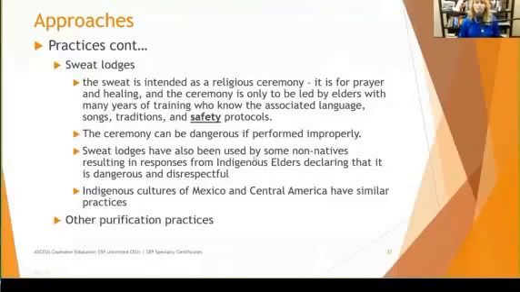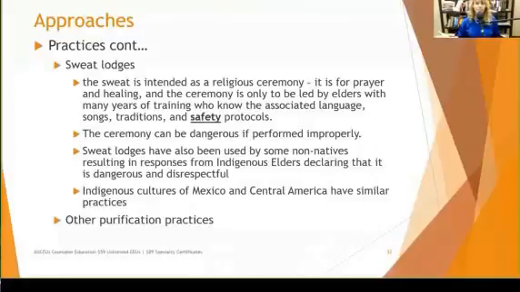Sweat lodges can also be used sometimes, and they're intended as a religious ceremony for prayer and healing. The ceremony is only to be led by elders with many years of training who know the associated language, songs, traditions, and safety protocols. So don't set one up at your clinic. The ceremony can be very dangerous and deadly if performed improperly. Sweat lodges have also been used by some non-natives, resulting in responses from indigenous elders declaring that it's dangerous and disrespectful.